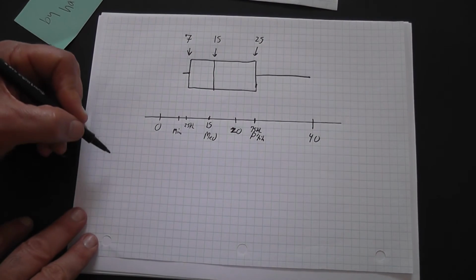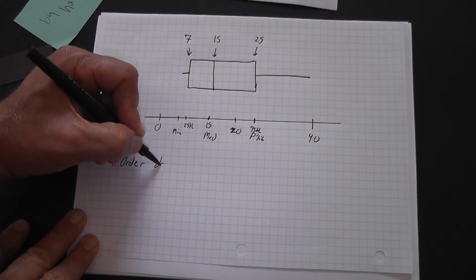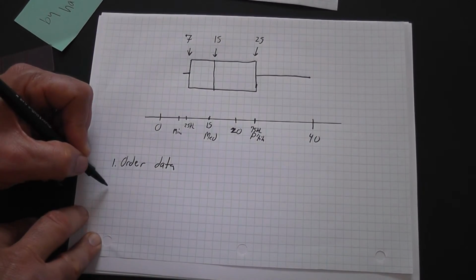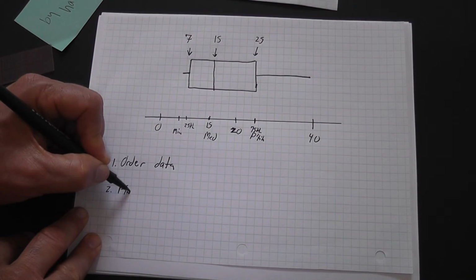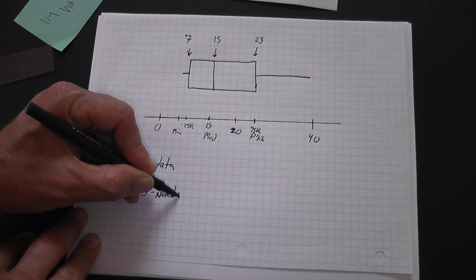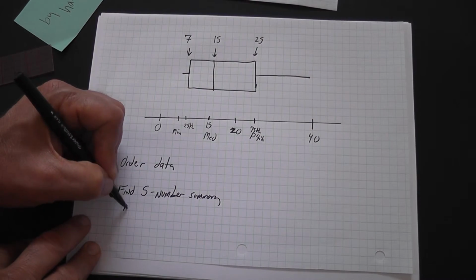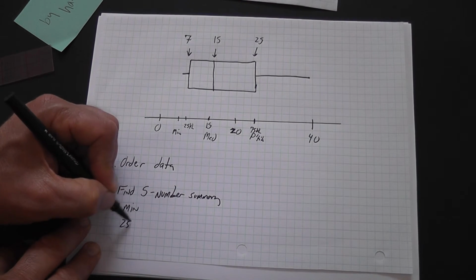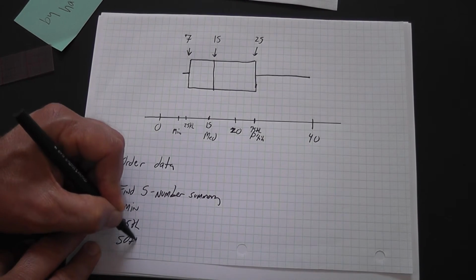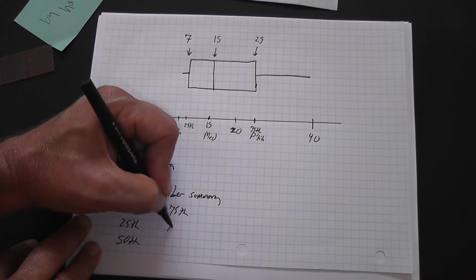So let's go through the steps again. Number 1, order your data. Number 2, find your 5-number summary. Now what is the 5-number summary? It's the min, the 25th, the 50th, the 75th percentiles, and your maximum.